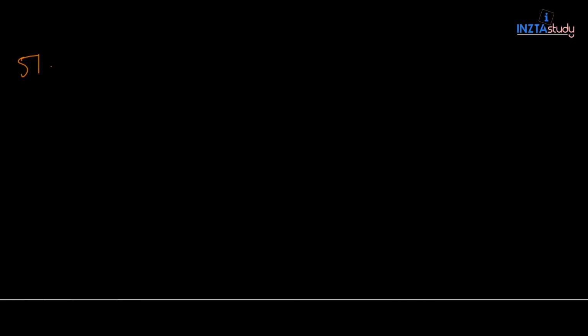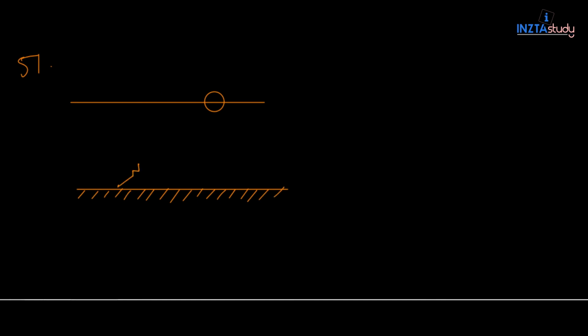Find the speed of the ring when the spring becomes vertical. So they have given a diagram like this. We have a ring, it seems, and we have a base.